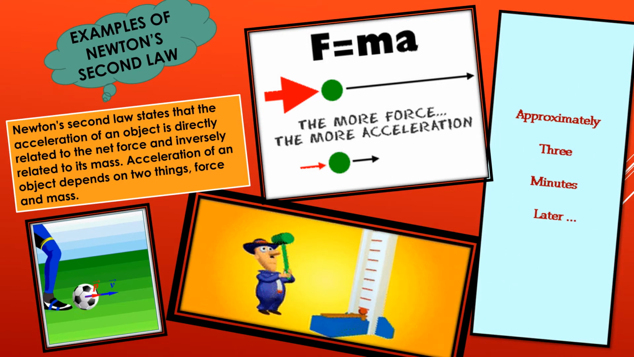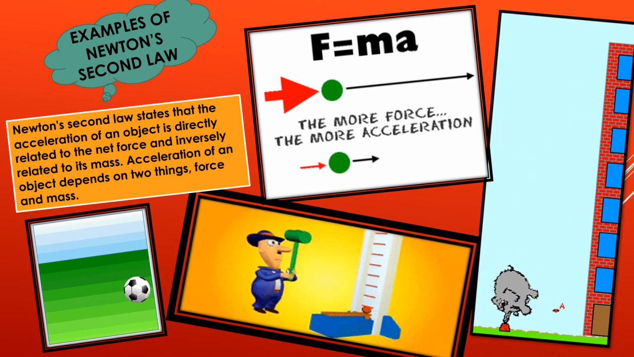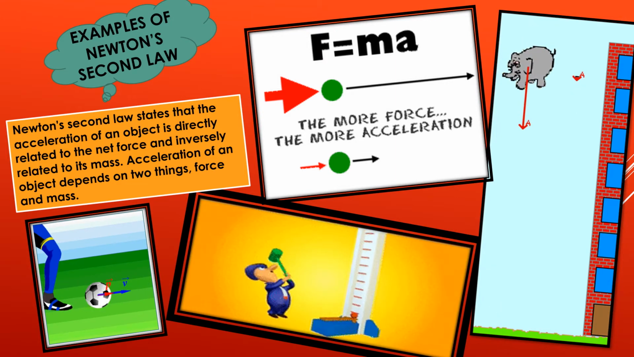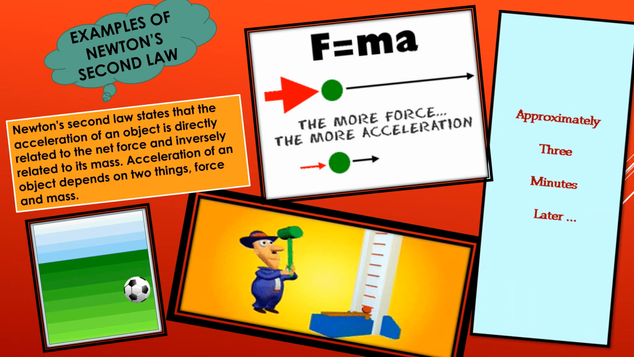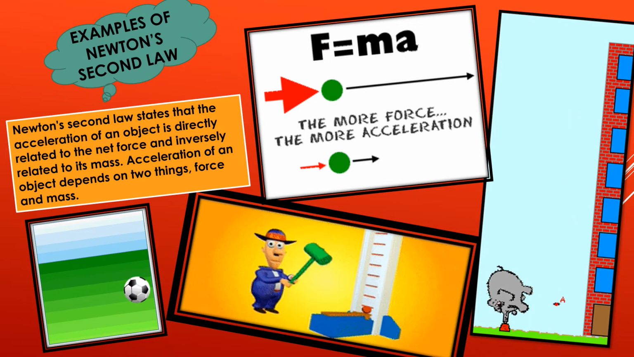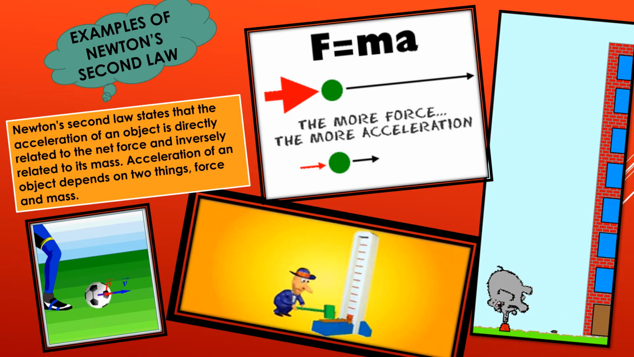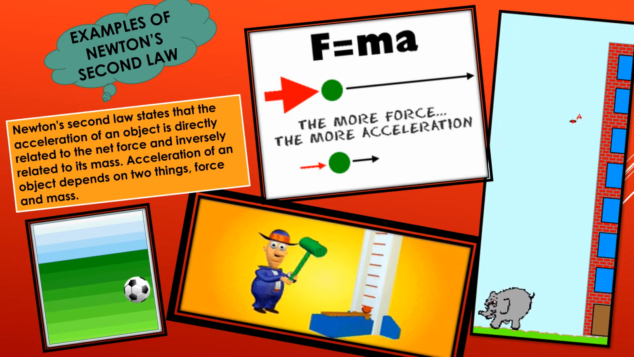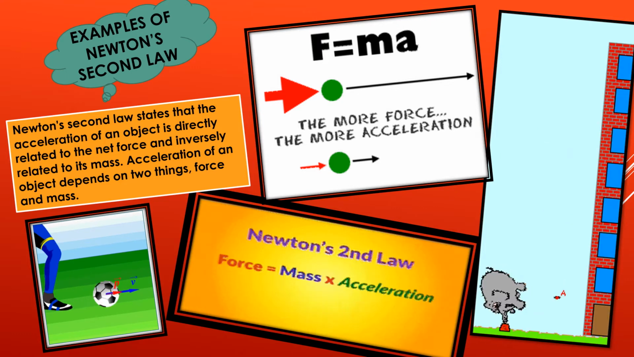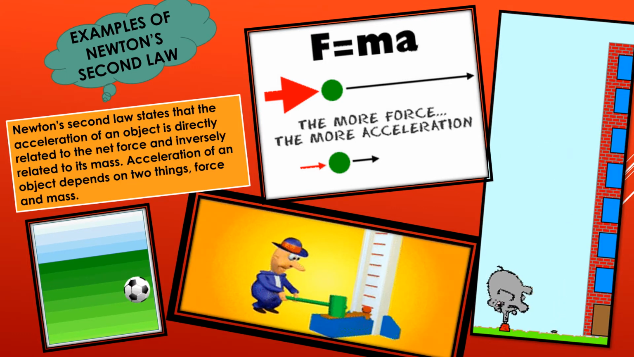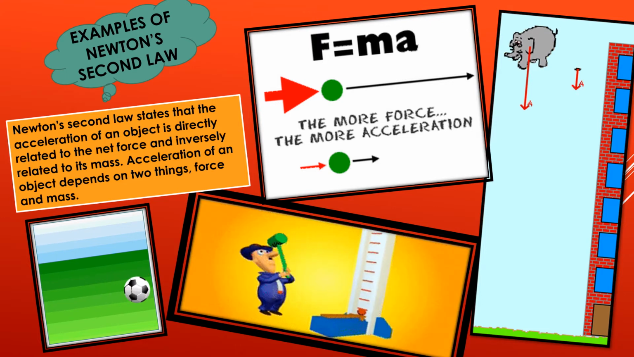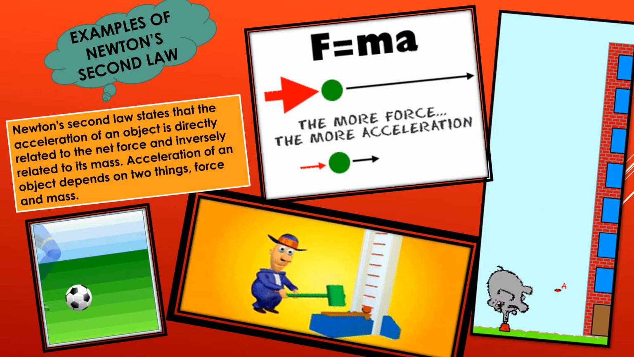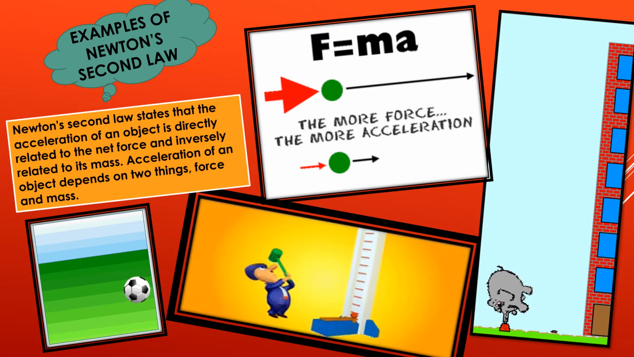In this slide, we are going to discuss the examples of Newton's second law. Before that, I want to remind you what Newton's second law is. When an unbalanced force acts on a body, then the applied force is proportional to the acceleration produced in it. This is Newton's second law. So Newton's second law states that the acceleration of an object is directly related to the net force and inversely related to its mass.